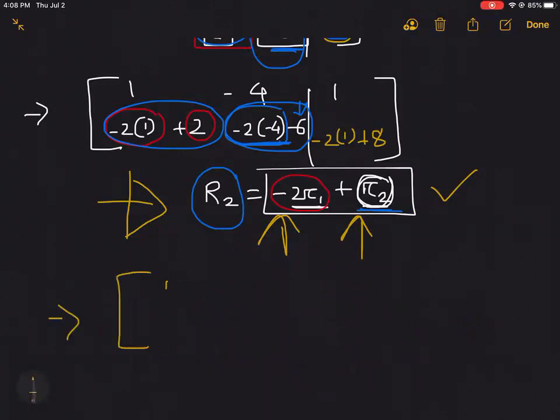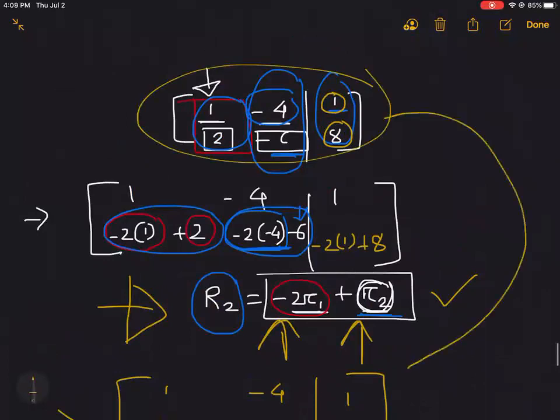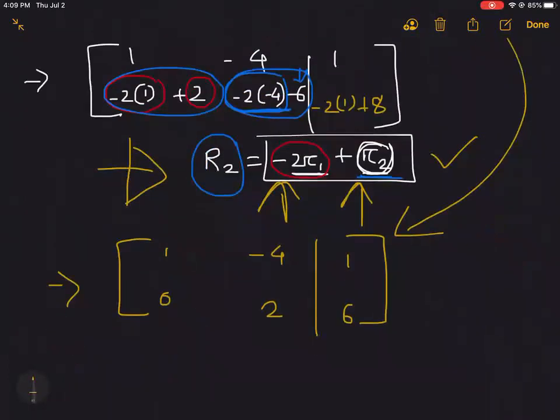Okay, so if I simplify it, -2 plus 2 will be 0, and +8 minus 6 will be +2. -2 plus 8 will be 6. So from this, we have now reached this. Okay, so that's one row operation we have completed. And we can keep doing that until we can find the row echelon form.